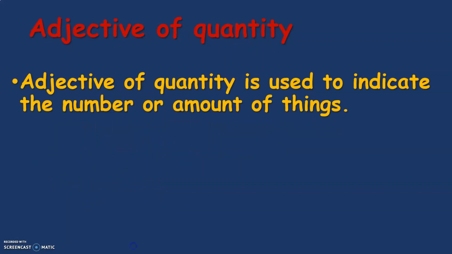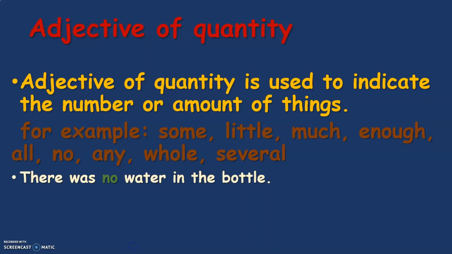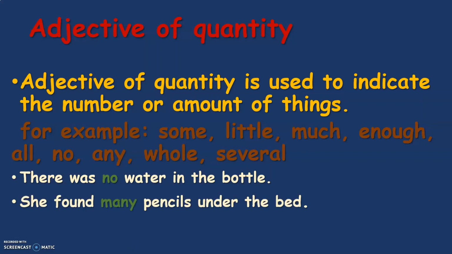Adjective of quantity. Adjective of quantity is used to indicate the number or amount of things. For example, some, little, much, enough, all, no, any, whole, several. There was no water in the bottle. No here in this sentence is telling about the quantity. How much quantity is there in the bottle. She found many pencils under the bed.